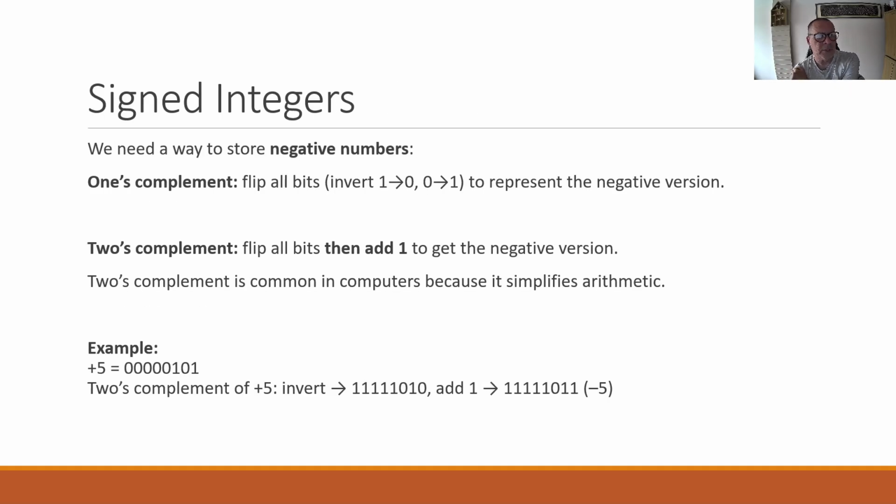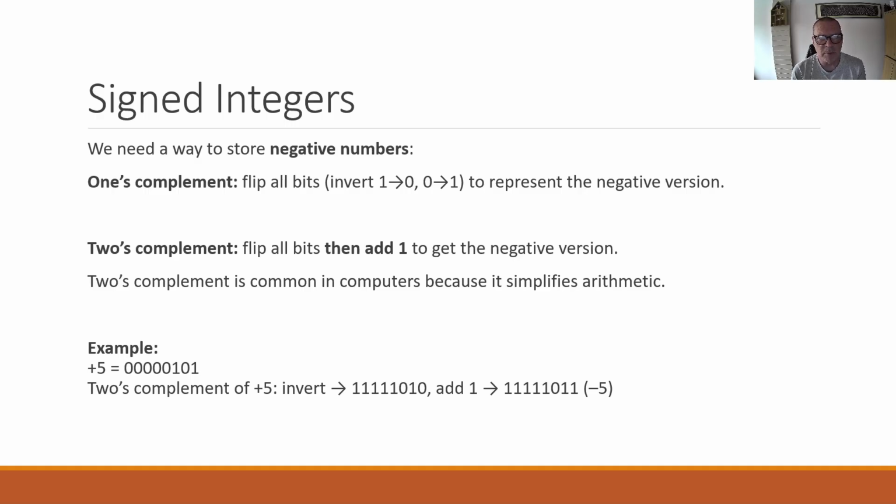We need a way of representing negative numbers, and I mentioned this briefly before when we did our example of 10 minus 5. There are a couple of ways we can do it. We have the ones complement method. In this, we flip all the bits in our number. So we take our original binary number, we take every 1 and make it a 0, and we take every 0 and make it a 1, and we say that's the negative representation of the number.